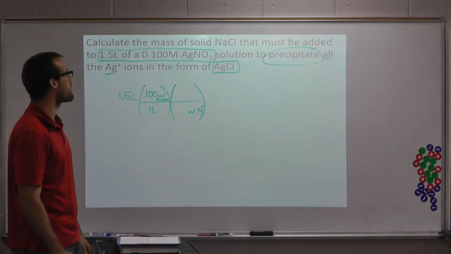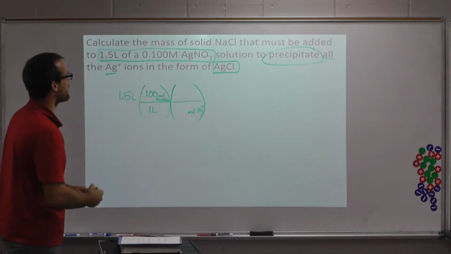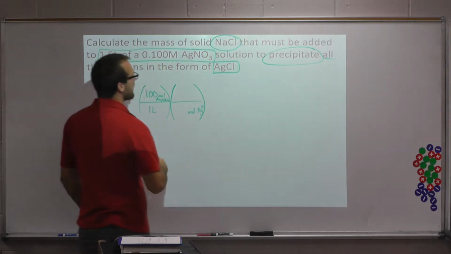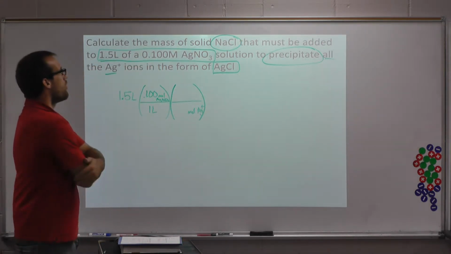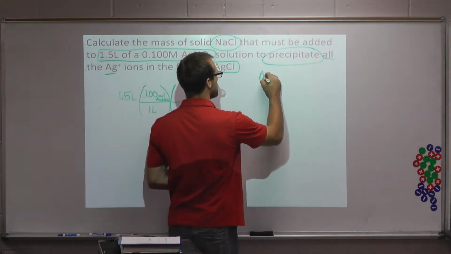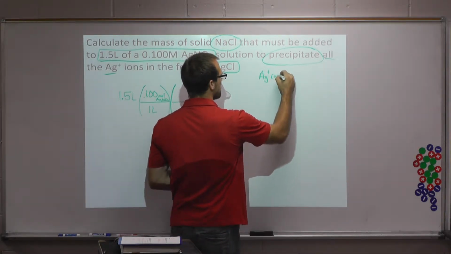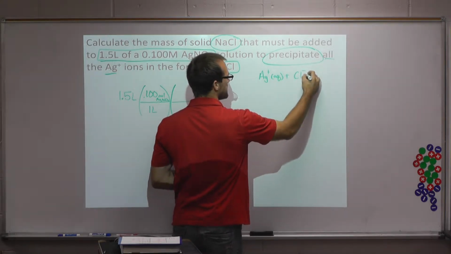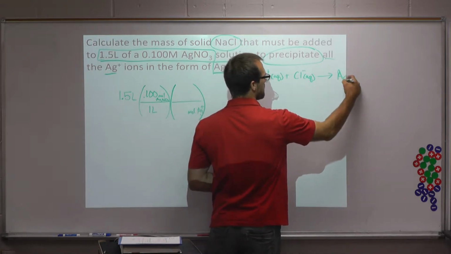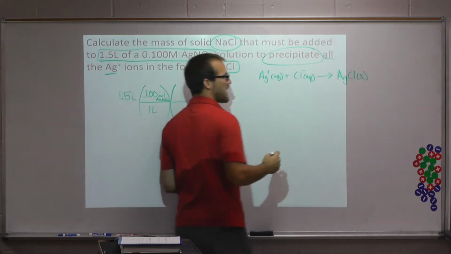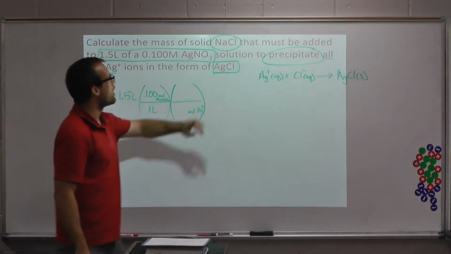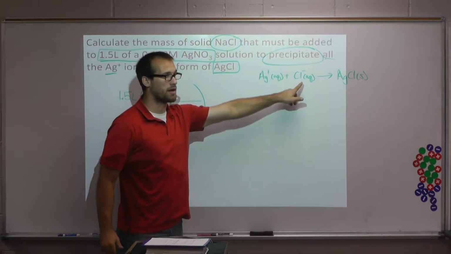Okay, now, if we look at this, this is what we are adding, correct? Okay. If I were to take this and write it out, this is technically my precipitate reaction, correct? That's what's happening. We've got silver reacting with the chlorine, okay? Well, adding this is going to introduce the chlorine.